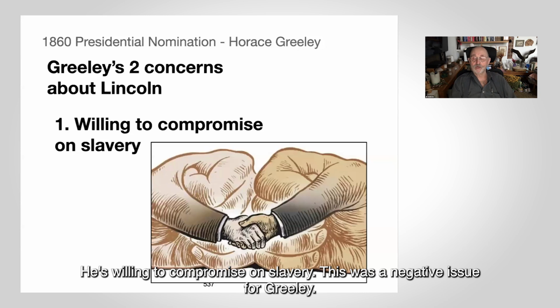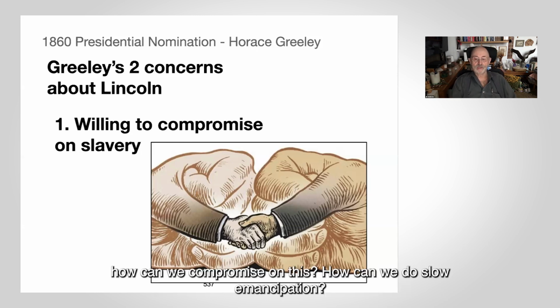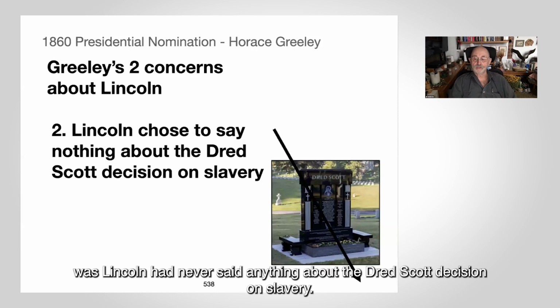He's willing to compromise on slavery. This was a negative issue for Greeley. Greeley was an abolitionist. He wanted slavery ended, and Lincoln was making speeches about how can we compromise on this? How can we do slow emancipation, etc. Second concern that Greeley had was Lincoln had never said anything about the Dred Scott decision on slavery.